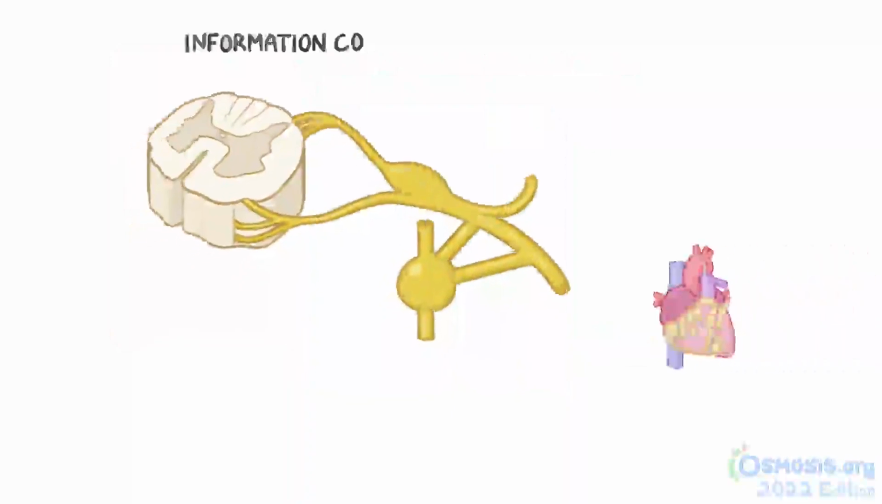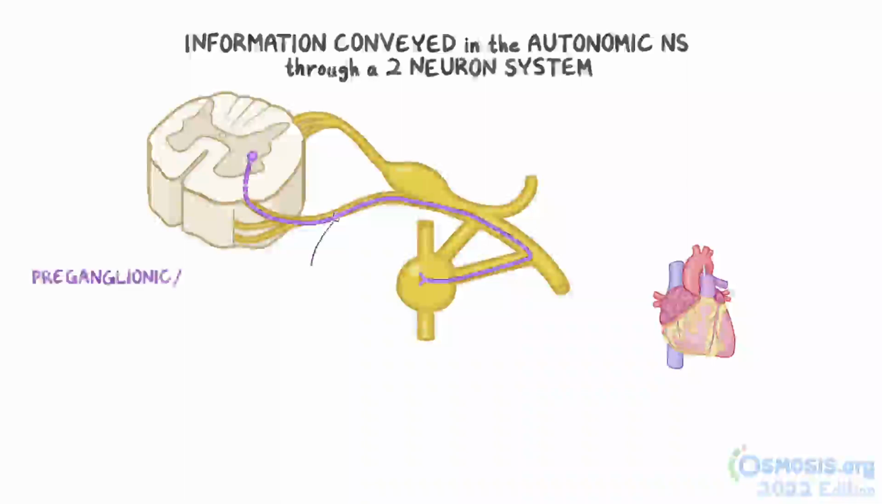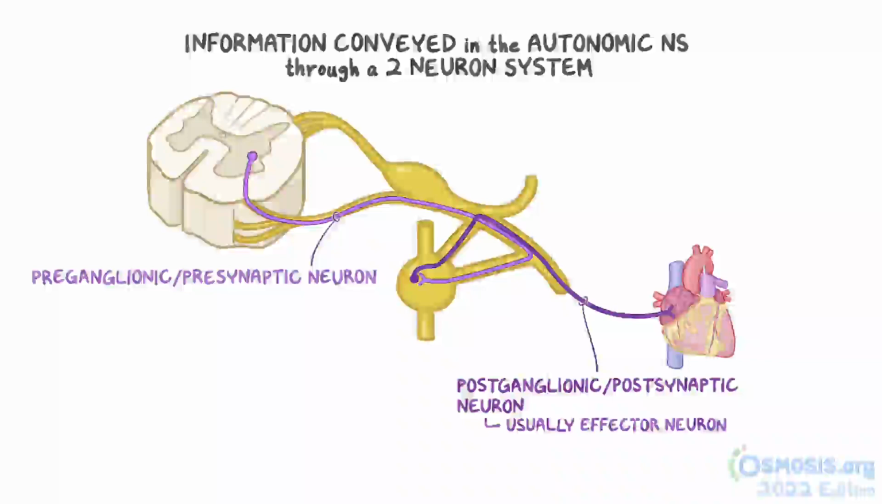Now, information that's conveyed in the autonomic nervous system passes from the CNS to its target organ through a two-neuron system. The first neuron sending a signal from the central nervous system is called a preganglionic or presynaptic neuron, and the second neuron that the preganglionic neuron synapses with is called a postganglionic or postsynaptic neuron. This second neuron is usually the effector neuron, meaning that it then directly synapses on the organ that it acts on.